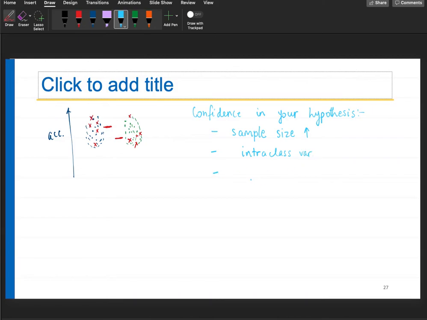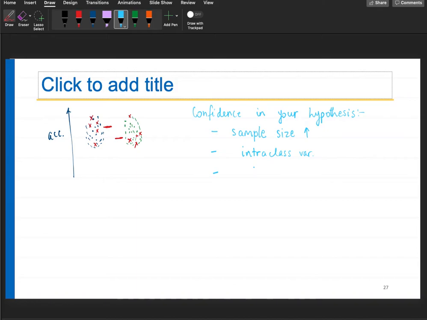Then what else? One very obvious thing: the distance between the means, the difference. If the difference is large, you can be more confident that yes, this must be true. If I take 5 samples and the difference between the two means is very small, then my hypothesis that the blue one is better than the green one, I'll be less confident, right? Because the difference is so small. But if the difference is very large, I'll be more confident.